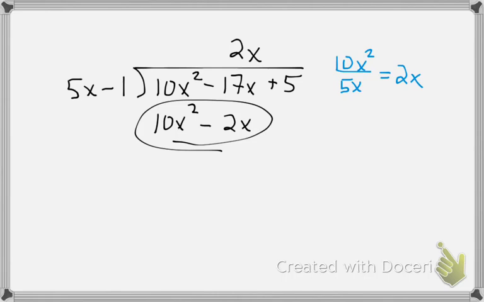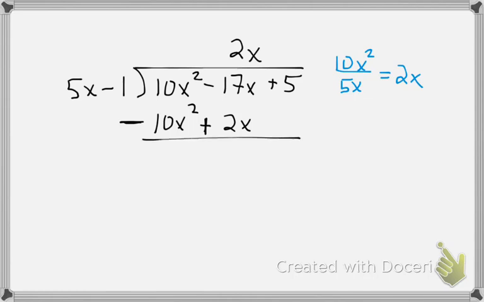What did we do with that? We were subtracting. So we're going to do the same thing here, and that meant flipping the signs. If you're subtracting, it's going to flip your signs. So what happens? 10x squared minus 10x squared is 0. Gone. Negative 17x plus 2x is negative 15x. Then we carry down the remaining terms, plus 5. That's one round of long division.